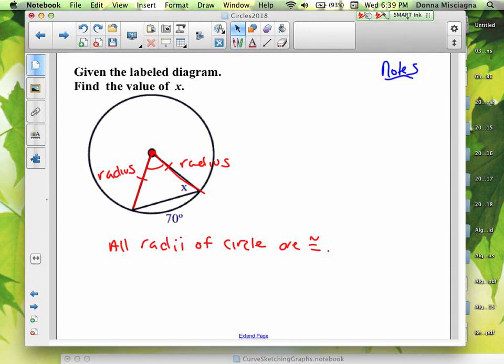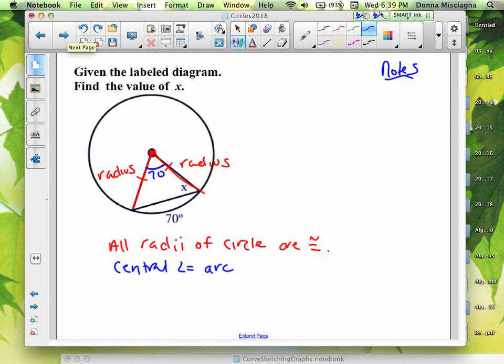Let me switch colors here. Central angle, right? And I know that the central angle equals the arc. So if the arc is 70 degrees, this angle is 70 degrees. Right? Now we're getting somewhere. We've got a triangle. If you notice, we have a triangle. We have one measure in the triangle. We need more to find them, though. But I also remember that a triangle with two sides congruent is an isosceles triangle.